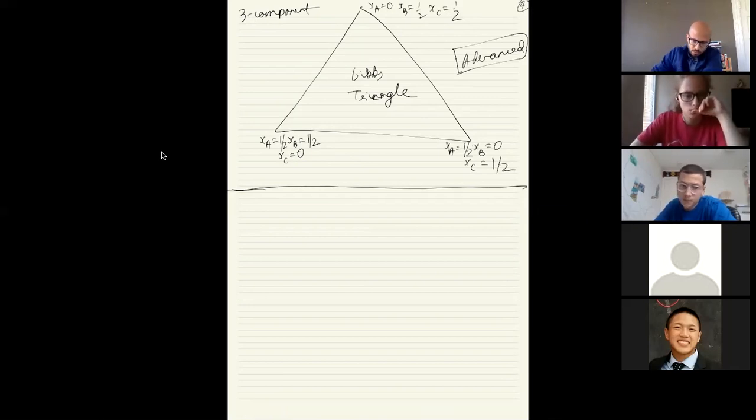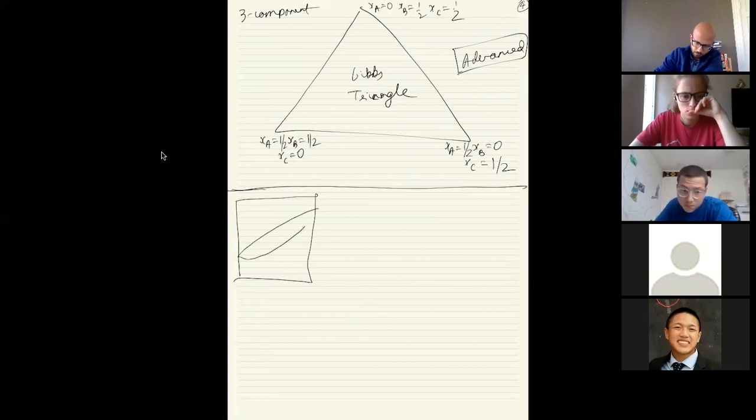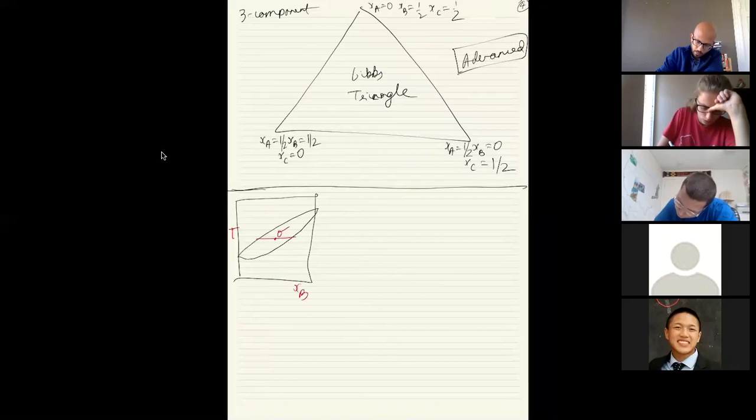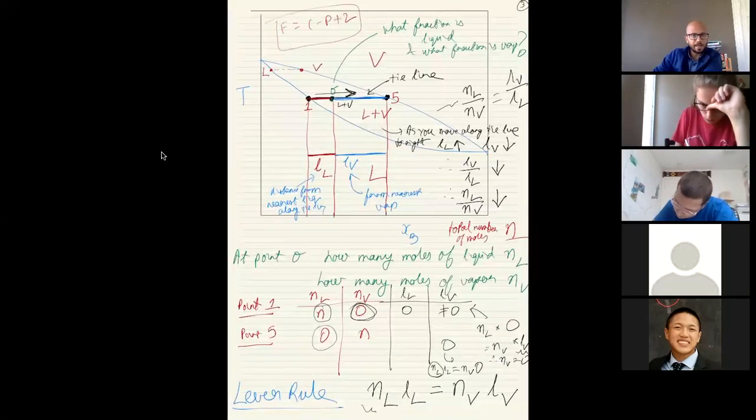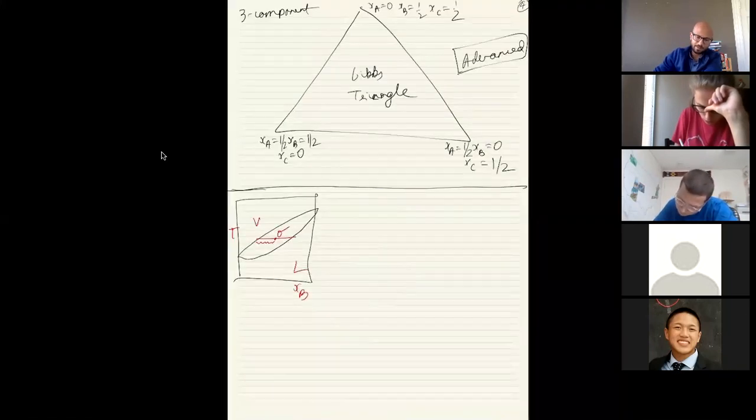So in order to prove this, let me draw the phase diagram again. I can draw it sloping like this. And I have a curve. This is the point O that I'm thinking about. This is XB. This is temperature. And this is my vapor. This is my liquid. I have deliberately flipped the orientation. It will force you to think just a little bit, and I think that will be useful for understanding.